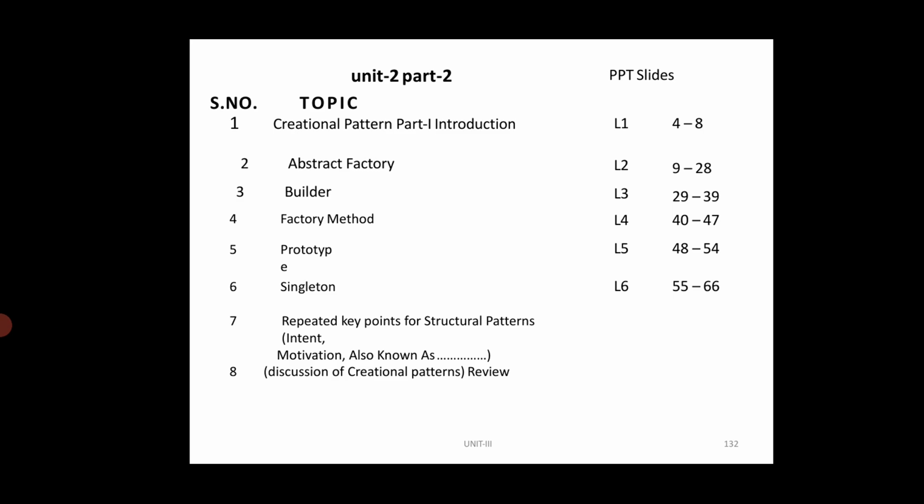In this creational design pattern topic, we need to study five design patterns. The first one is abstract factory, and the second one is builder. The third one is factory method, the fourth one is prototype, and the fifth one is singleton. These are the creational design patterns.